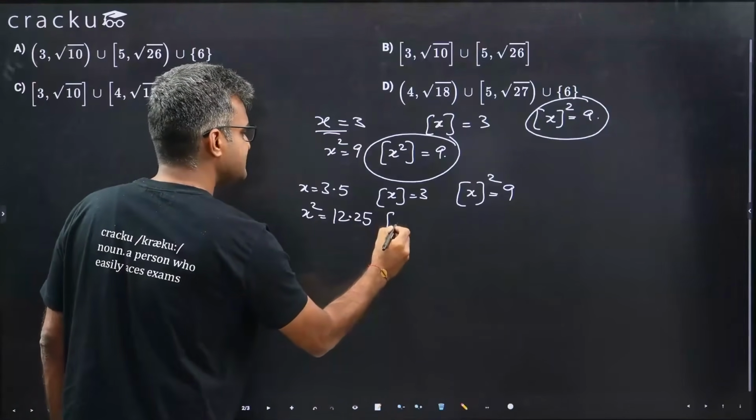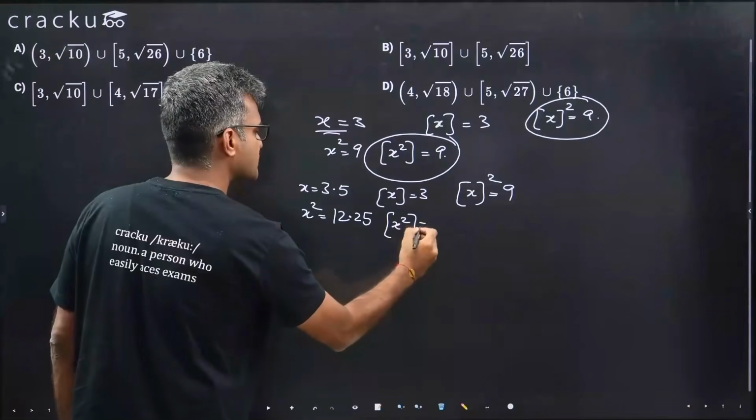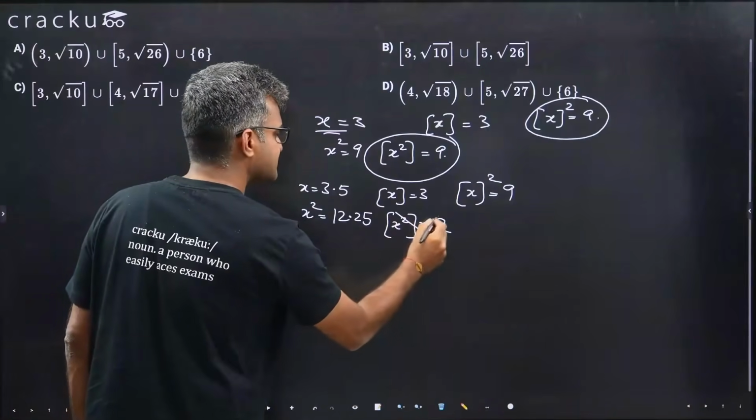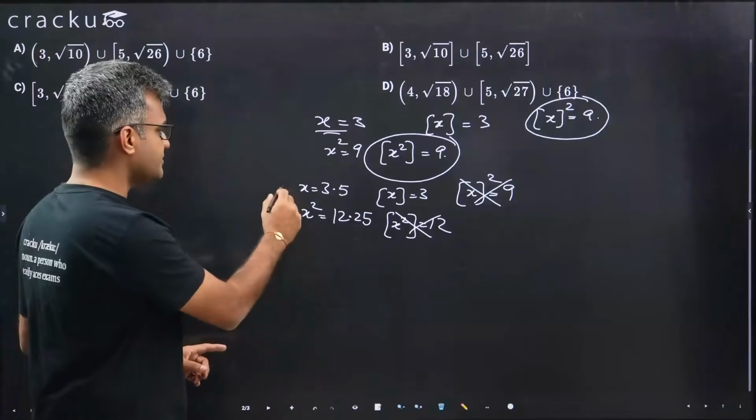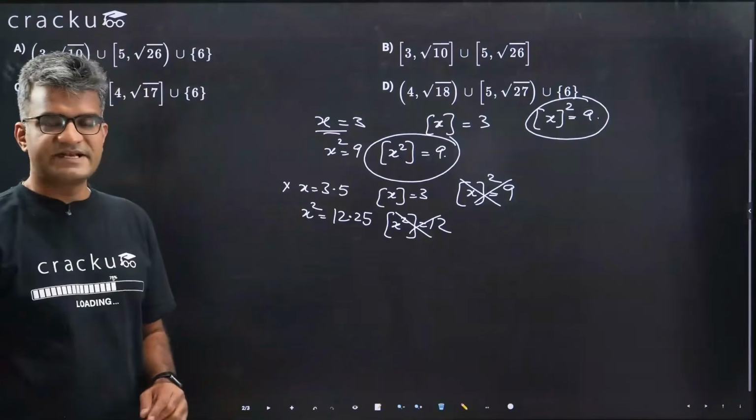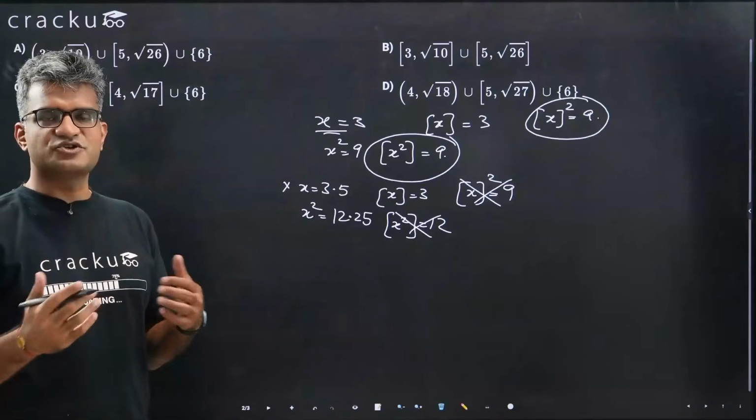Therefore, the integer part of x square is 12. This and this are not the same. So 3.5 will not be part of the set S. So when will it actually stop?